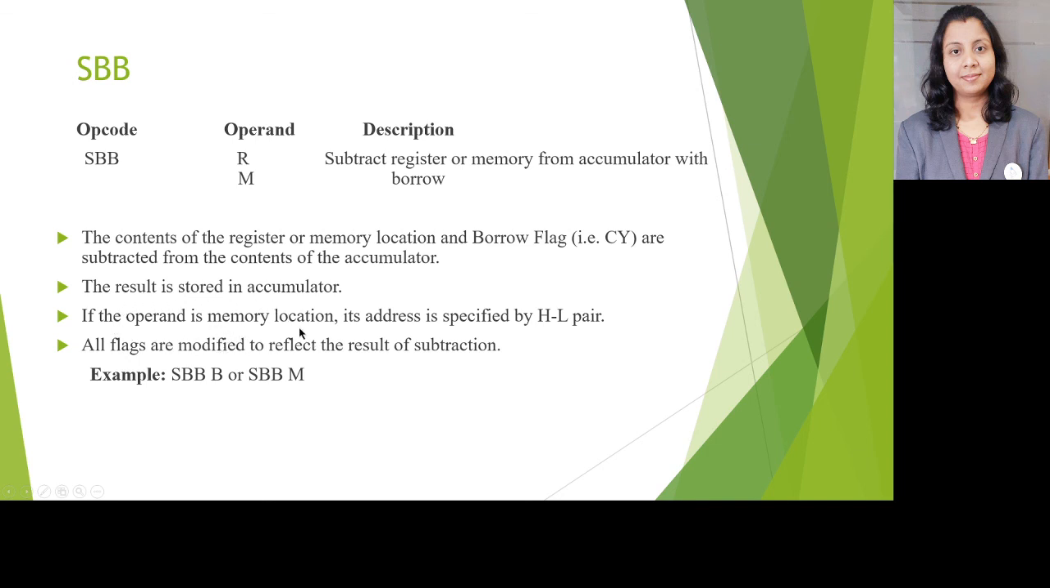If the operand is memory location, its address is specified by the HL pair. All the flags are modified. Example is SBB B, that is B register contents are subtracted from accumulator with the borrow.